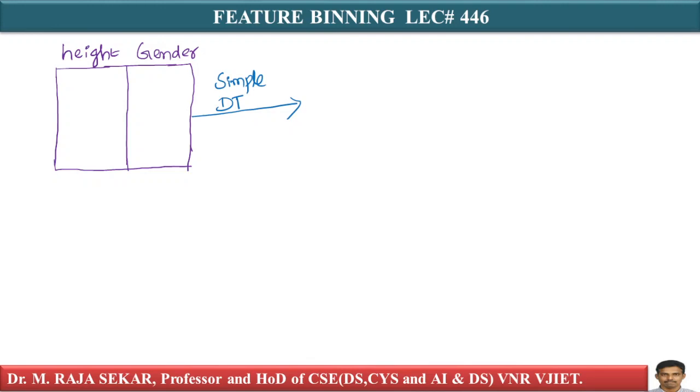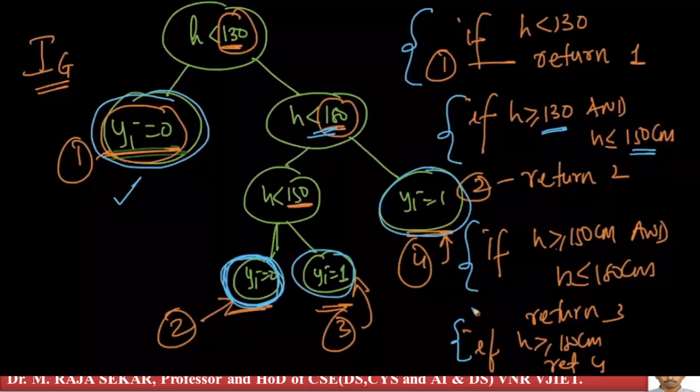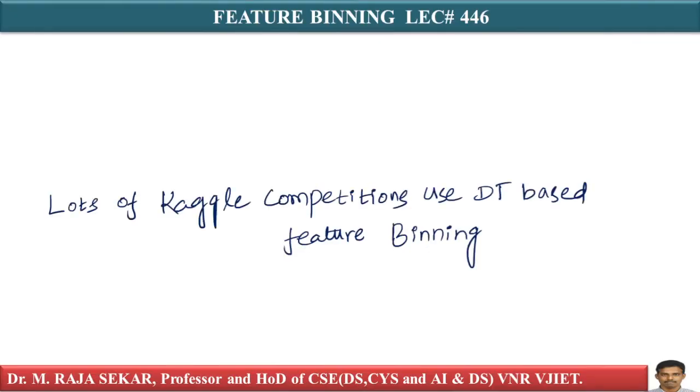Actually, I have seen lots of Kaggle competitions use decision tree based feature binning. What we do here is use a model like a decision tree for feature engineering. Using a decision tree to do feature engineering, feature binning, we will see these concepts again and again in our future lectures also. For the time being, just go through this lecture.